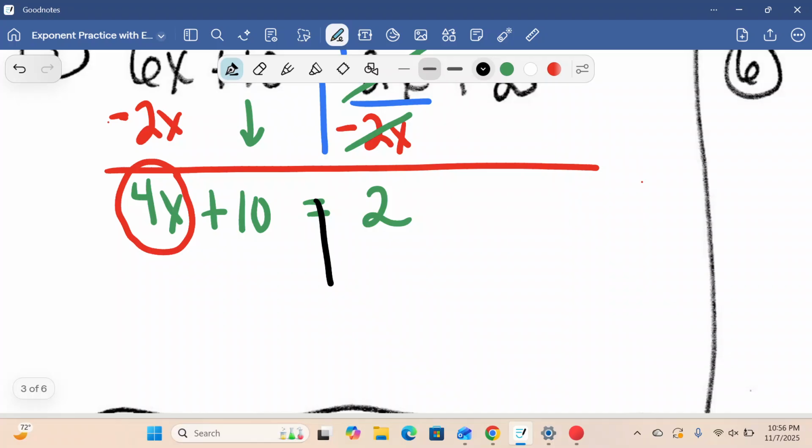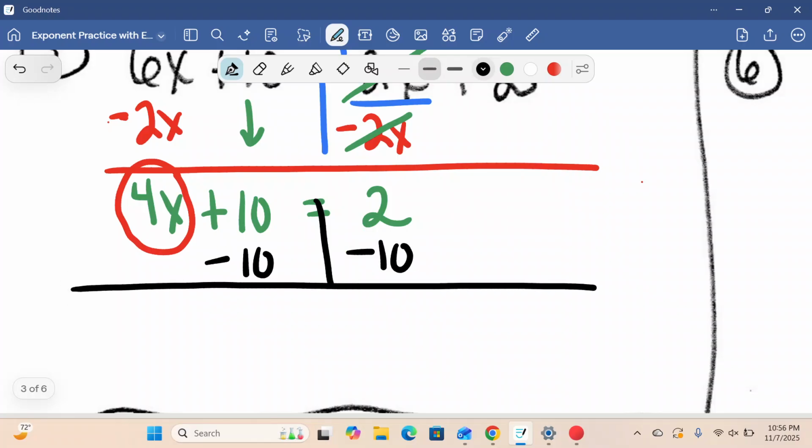How do I get rid of positive 10? I subtract 10. But if I subtract 10 to that side, I have to subtract 10 to that side. And then I like to draw my line so I can know where my work is. I have the 4x by himself down here. And then I get a positive 10 and a negative 10. Give me a 0. They cancel out.